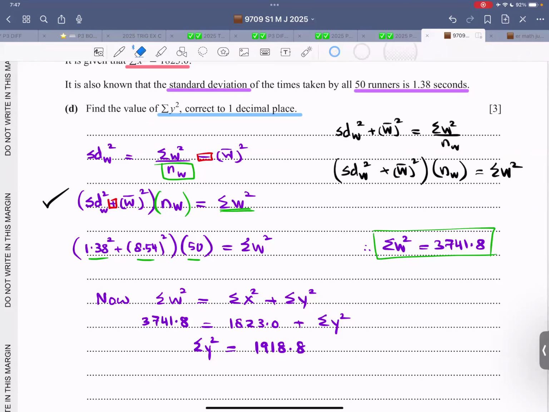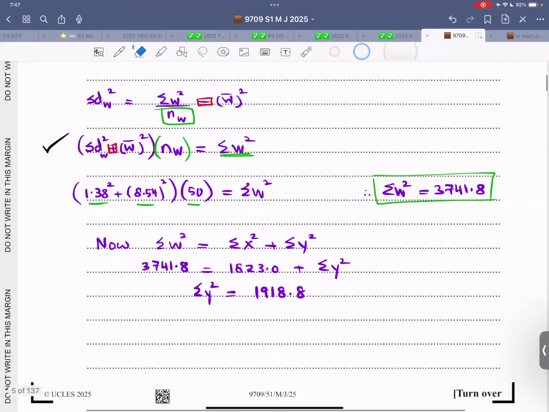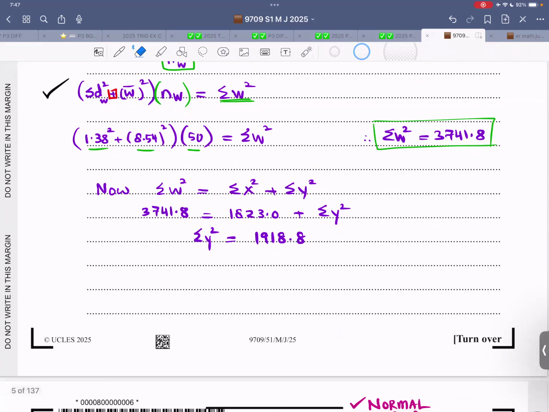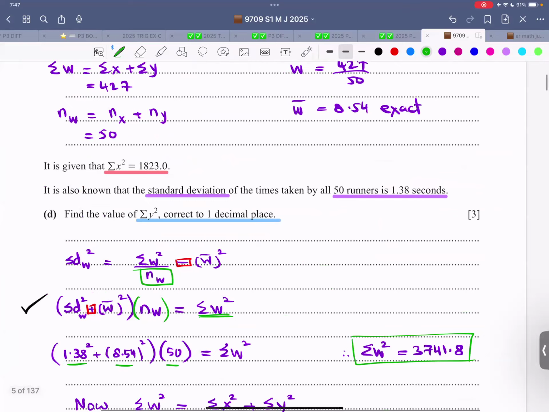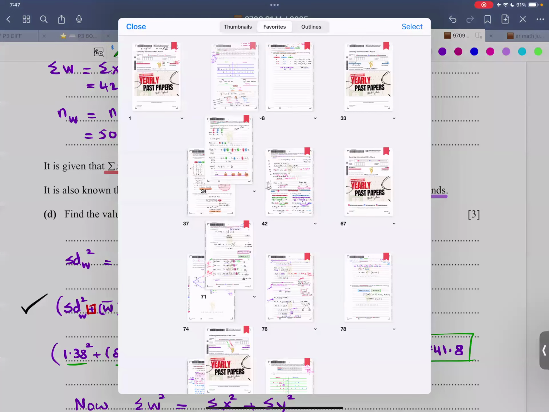This is just some extra stuff that I explained that time. I've already explained it over here. Now sigma W square is simply sigma X square plus sigma Y square. This is calculated, and this was given. Hence, you make sigma Y square the subject of the equation. So now this thing is done.